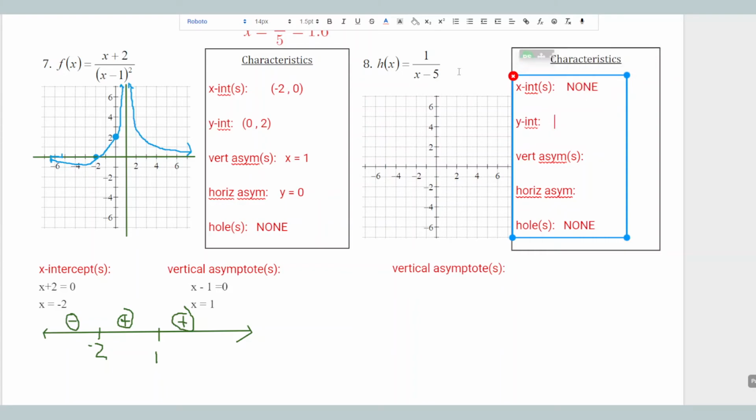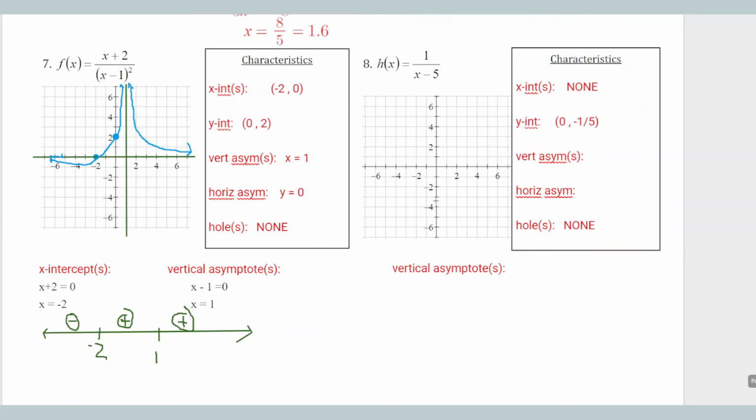The y-intercept, if I plug in 0 here, I'm going to get -1/5. So I'm going to have the point (0, -1/5), just below the x-axis, right about here. The vertical asymptote is going to be where the denominator is 0.